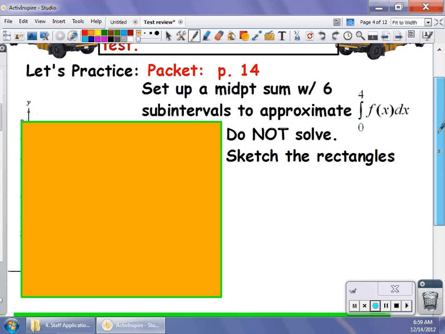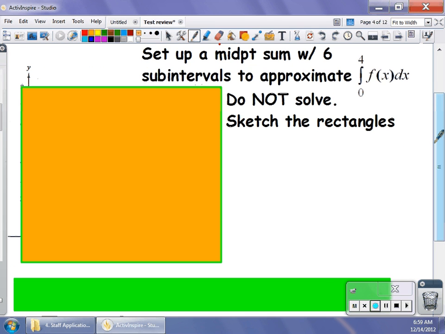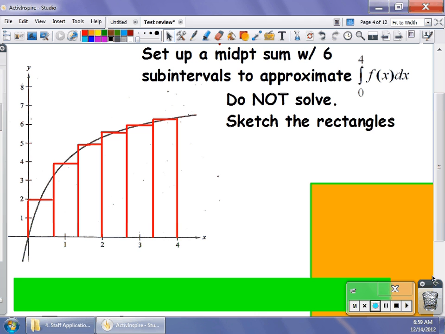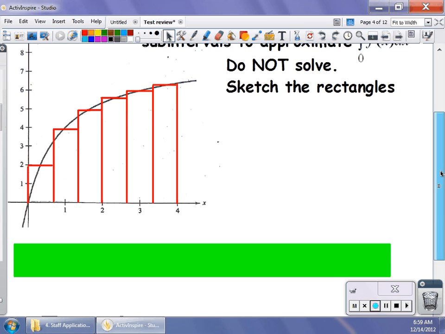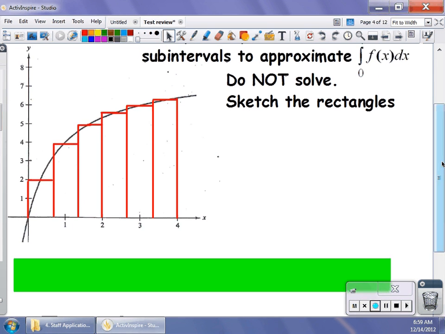The first problem is you are to set up a midpoint sum. So we're doing Riemann sums. We're using rectangles to approximate the definite integral from 0 to 4. Do not solve. Sketch the rectangles. Well, actually, I think I do want you to solve, and I think you probably already did. So the first thing that you need to be able to do is to make sure that you can actually sketch the rectangles properly onto the graph.